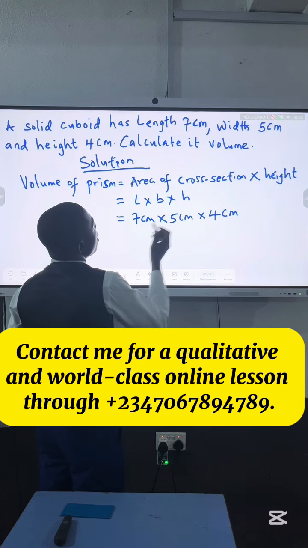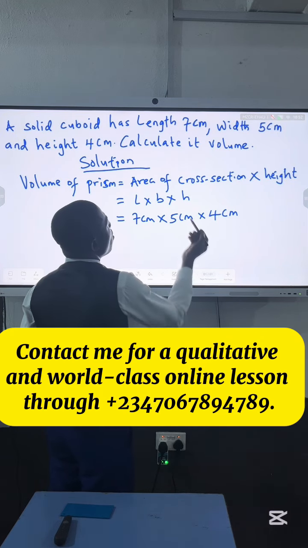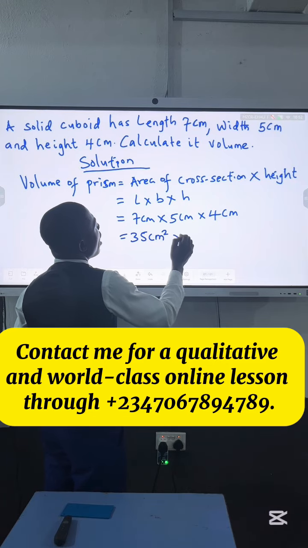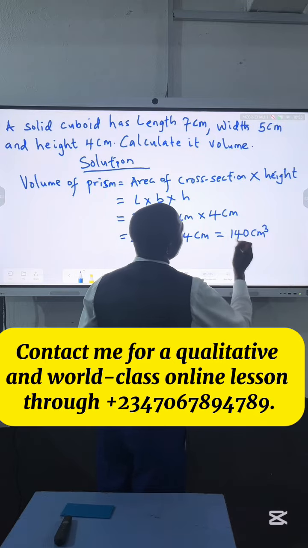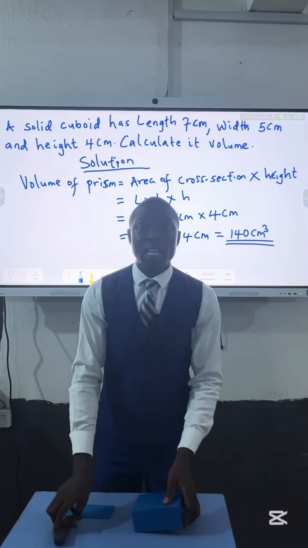So 7 cm times 5 cm is going to give us 35 cm squared, then multiplied by 4 cm. Now 35 times 4 will give us 140. Now cm squared times another cm is going to give us cm cubed. So this is the answer to the question.